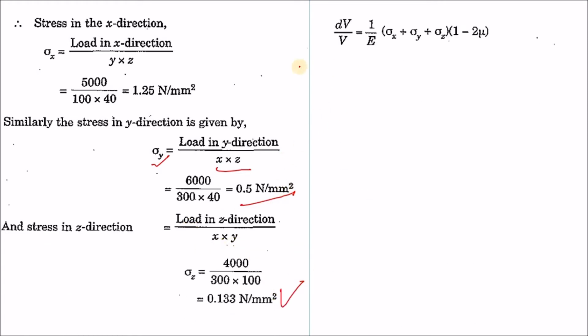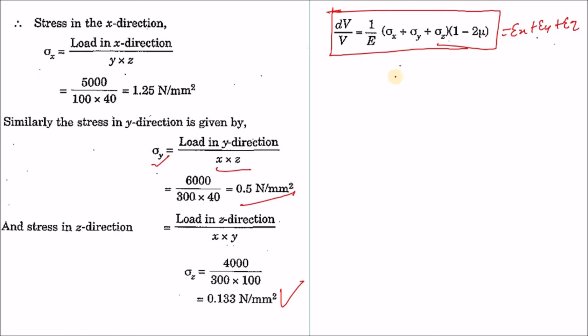After finding sigma z, we have the formula for volumetric strain, this one. This came from this only, sigma x plus sigma y plus sigma z. For the full derivation, you can see lecture number 2. I will give the description of lecture number 2 at the bottom, you can see it in the description. So this is the formula which we need to use. Better you remember this one.